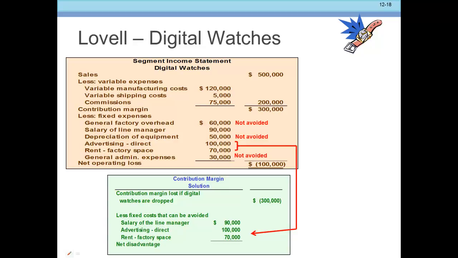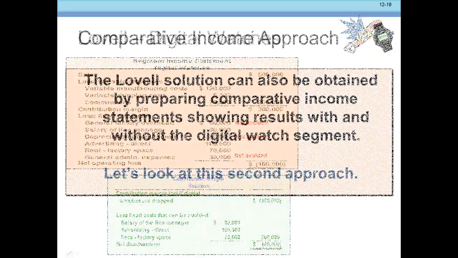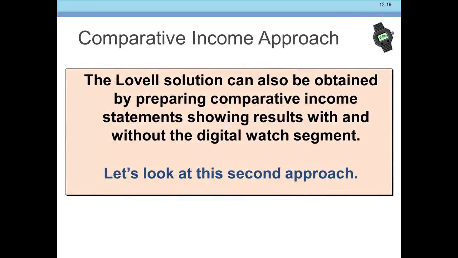That's right. We add up those costs and subtract from our lost contribution margin, and we can see that if we close down the product line, we would actually lose $40,000 more than if we kept the product line open. Notice the fixed costs that can be avoided are less than the contribution margin that we would lose. So we're worse off if we shut down the product line. We could also have laid out the two income statements side by side and compared them. Let's see what that would look like.